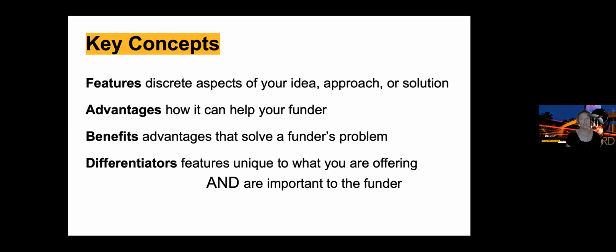And finally, differentiators. And the way to think about this is, okay, I have a feature, it's only my feature, and it is important to who I'm seeking money from. So my data set is important, and I'm going to go find the sponsor for whom it's important.